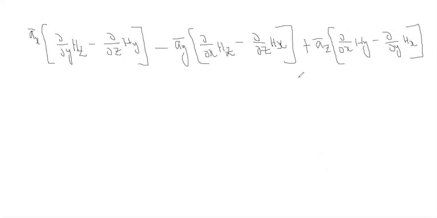And this equation is equal to the right hand side, where we have dou by dou t of the D term, the D bar as D_x a_x bar plus D_y a_y bar plus D_z a_z bar.